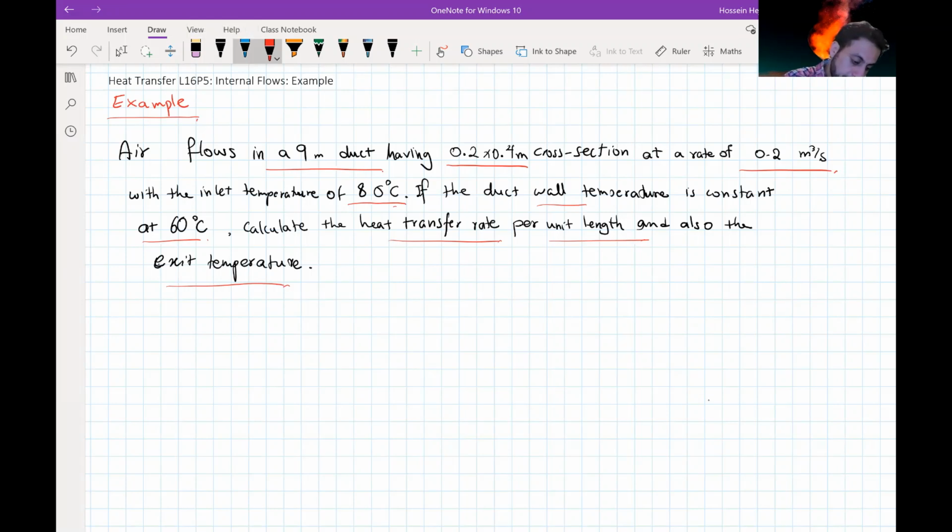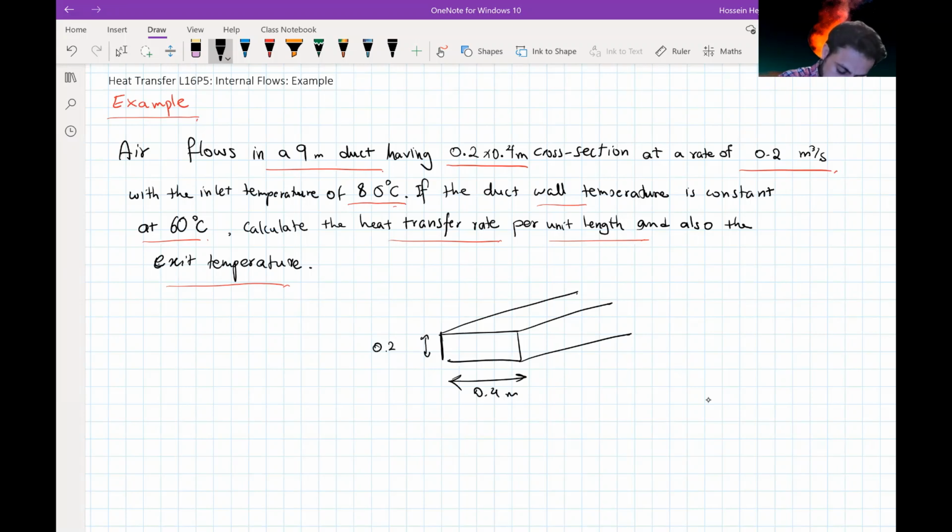So we have this duct. This is 0.4 meter by 0.2 meter, and there is air getting in at 80 degrees, so T_m,i is 80 degrees C. The surface temperature is everywhere constant at 60 degrees C.